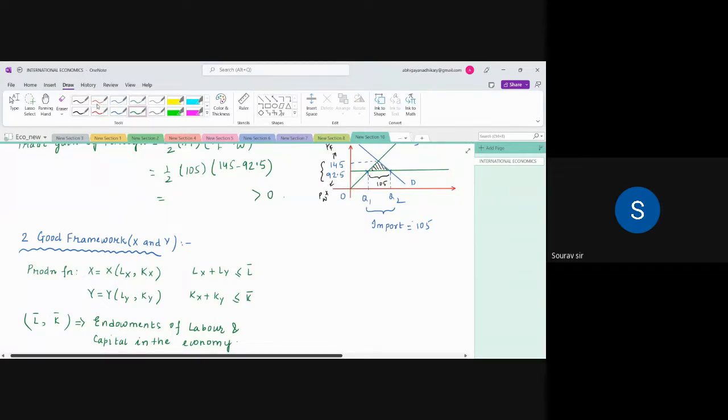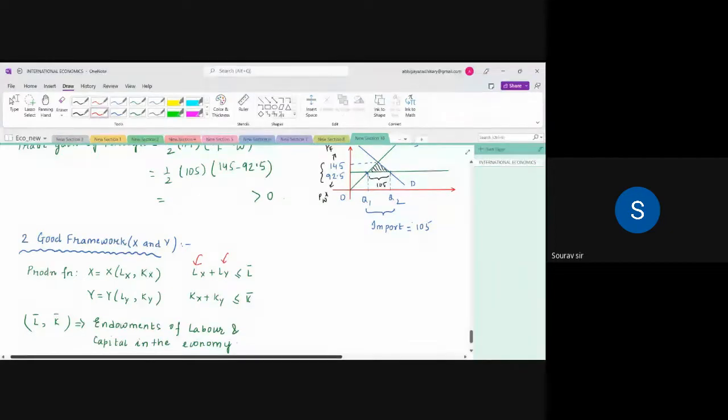That total amount of labor can go to work partly in sector X and partly in sector Y. The reason I'm giving less than or equal to is that it's not necessary that all of the people will be employed. A part of them might be unemployed. L bar is the total amount of labor available in the economy that needs to be distributed, and K bar is the total available capital that needs to be distributed between the two sectors.